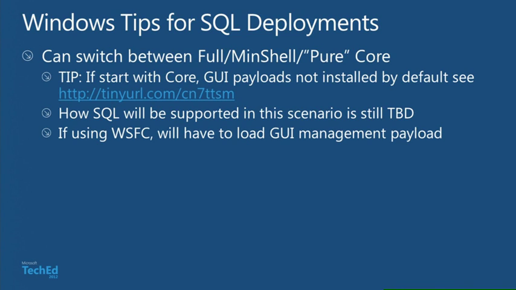For Windows Server failover clusters, there is a GUI management payload that you can load. What I learned in preparing this demo is that if you are in GUI mode and load the GUI management tools for failover clustering, and then you switch down to server core, it actually uninstalls the GUI for the failover clustering. So when you go back up to Min Shell, you don't have the MMC console anymore. You have to add it back if you want it. Just something to watch out for.